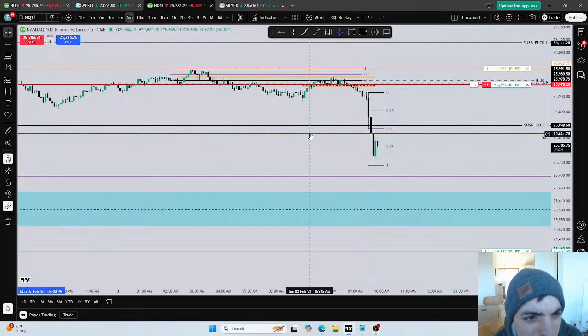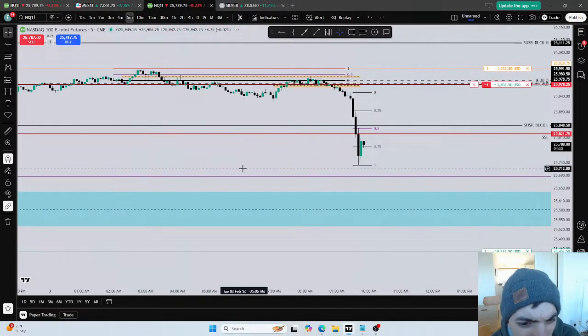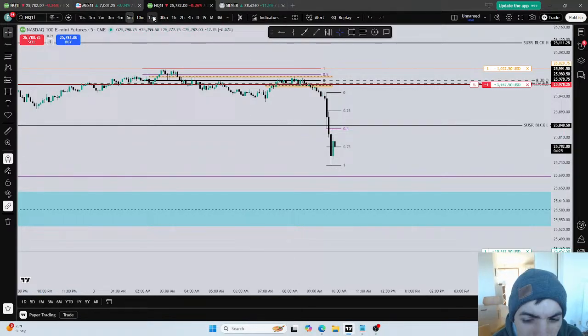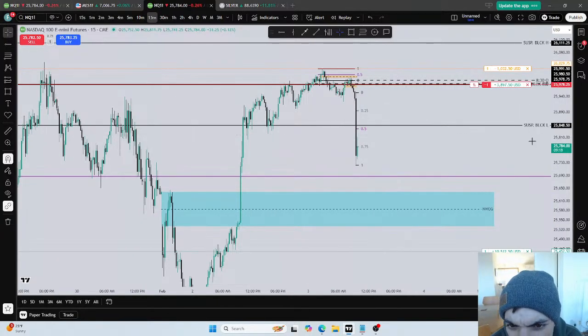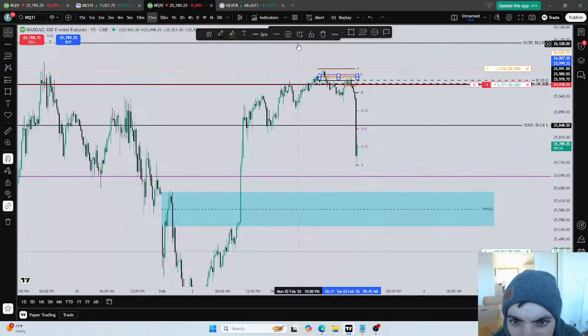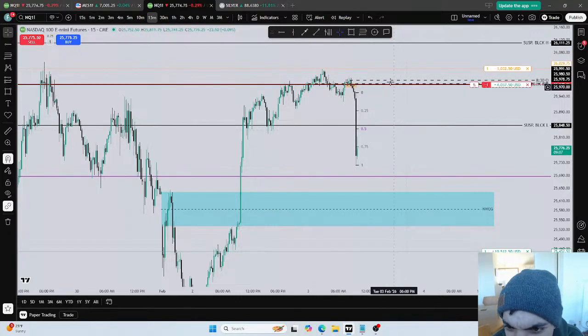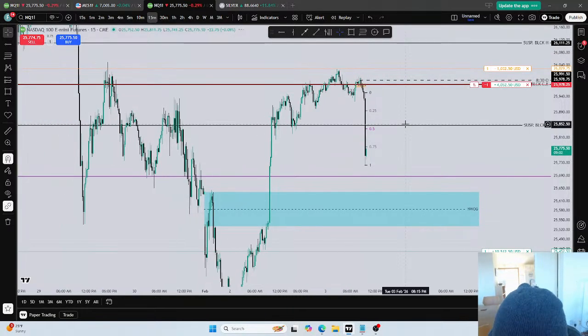Okay, forming a 5-minute swing low. I can go ahead and delete this sell side. It's going to be interesting to see if we can work our way back into this level here, this suspension block level. I can go ahead and clean most of this up here. I'm going to go ahead and delete Midnight Open. It's kind of just in the way.